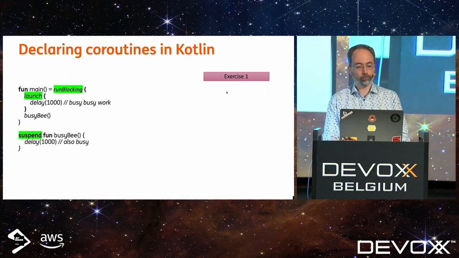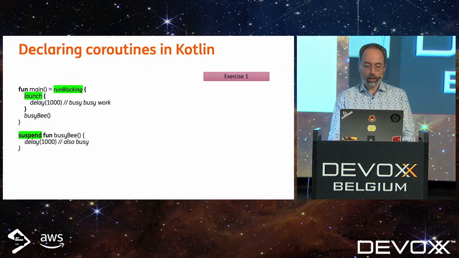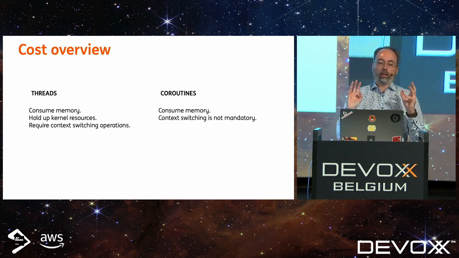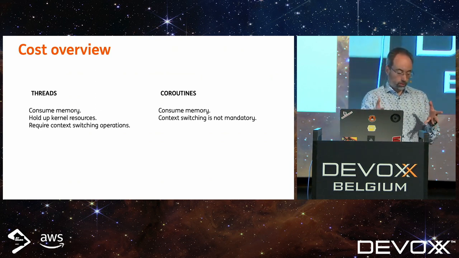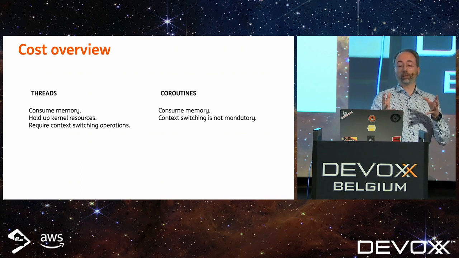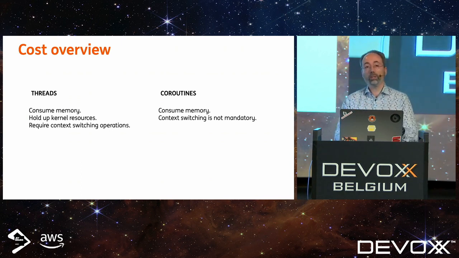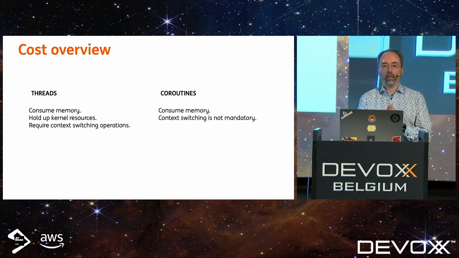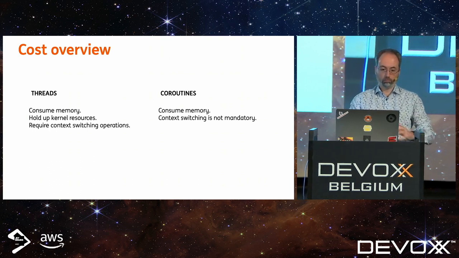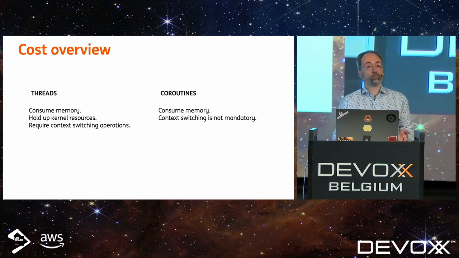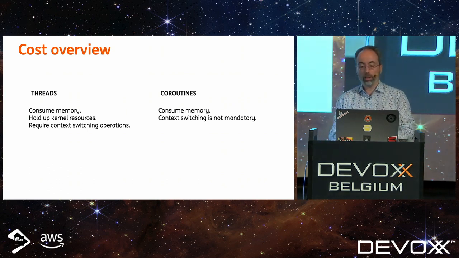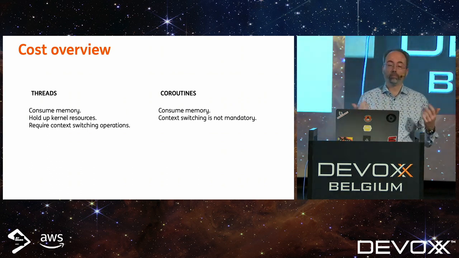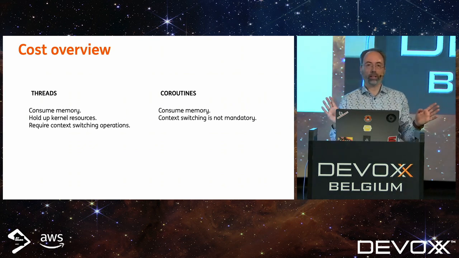Now, because we have seen already both threads and coroutines, they are, well, stateful, right? And because they are stateful, it means they consume memory. No-brainer.